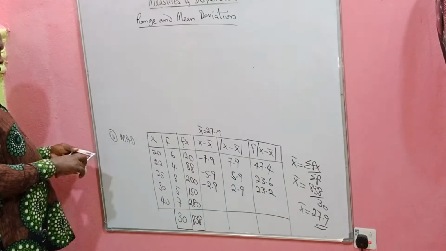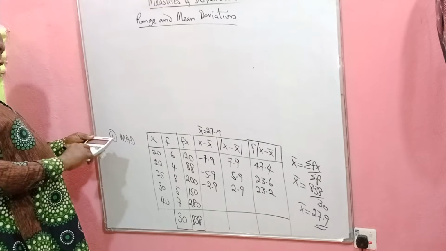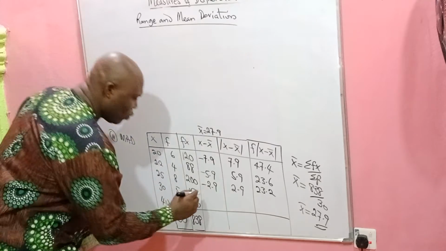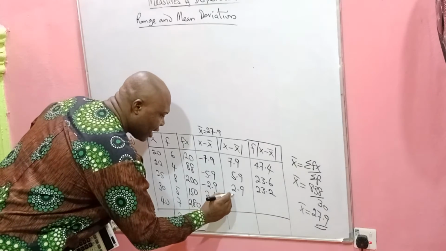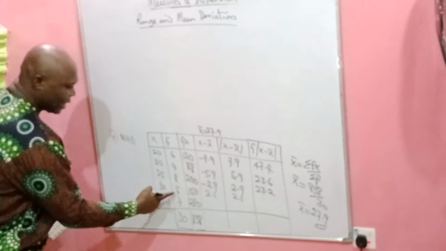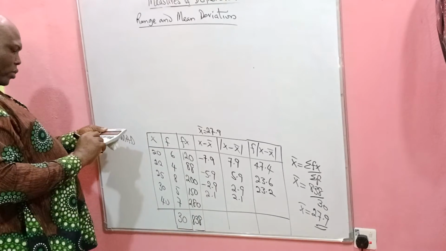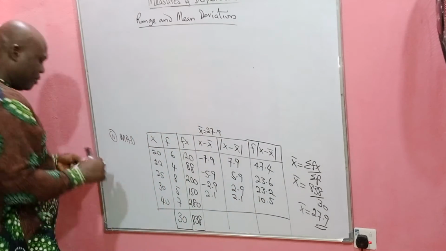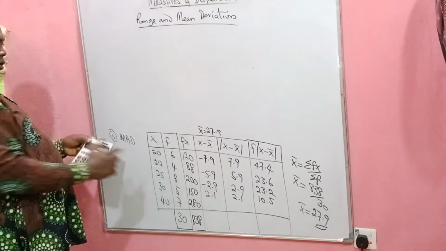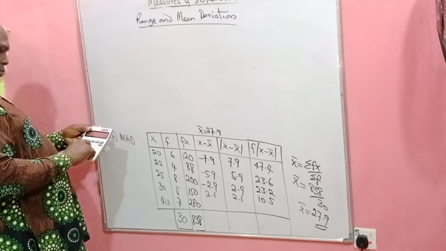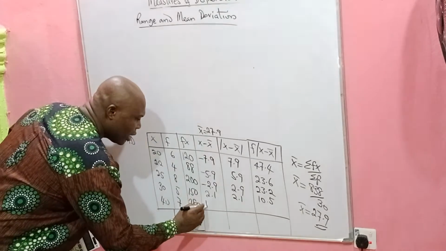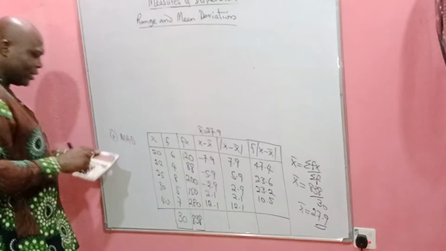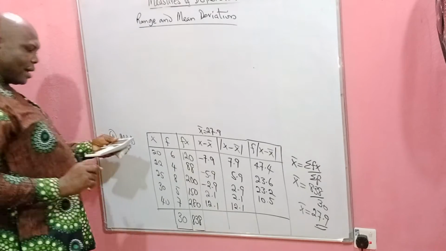So we take the next one, 30. 30 minus 27.9 is 2.1. The absolute value is still 2.1, times the frequency of 5, so we have 10.5. And then finally 40: 40 minus 27.9 is 12.1. The absolute value is still 12.1. We multiply by the frequency of 7, and we have 84.7.